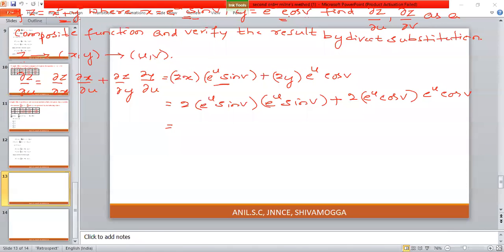This is equal to 2 into e power u into e power u is e power 2u, sin v into sin v is sin square v, plus 2 into e power u into e power u is e power 2u, cos v into cos v is cos square v.